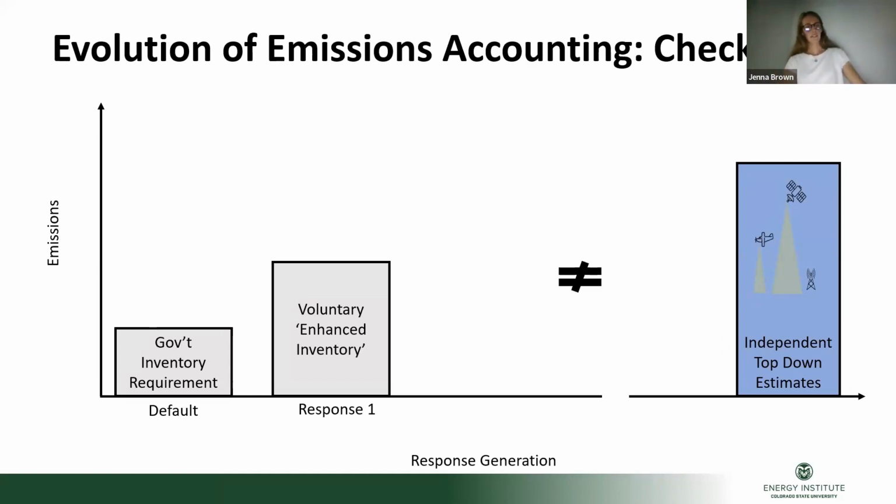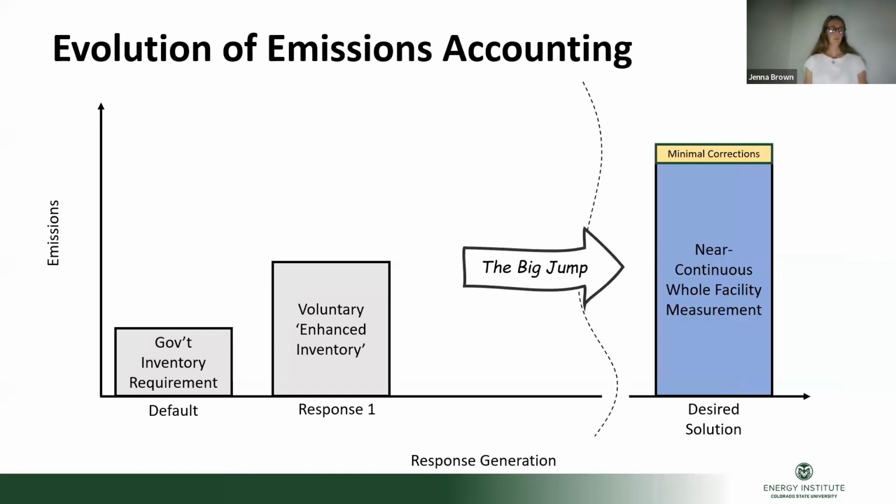Like I said, we have the government required inventory, but that has a lot of loopholes in it, and we've been going more towards an enhanced inventory. Then we have these top-down estimates that measure methane emissions from the top down. But we're seeing disagreement between the top down and bottom up. In an ideal world, we would have continuous monitoring of whole facility measurements, but from where we're at right now, that's a big jump.